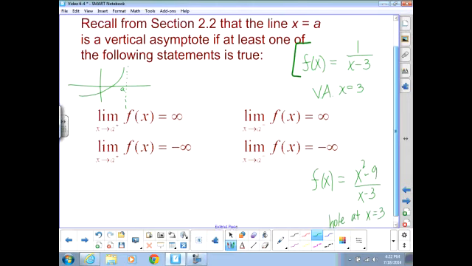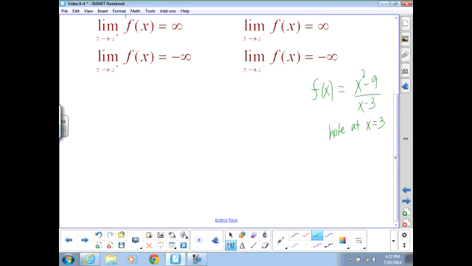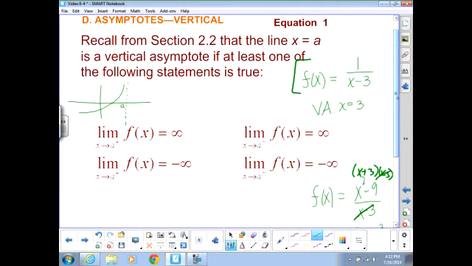Now, one case where you could have the denominator equal to 0 but not have an asymptote is if that factor would cancel out. So if you had x squared minus 9, that's really x plus 3, x minus 3. The x minus 3's cancel out, so that actually would create just a hole at x equals 3. So if the factor in the denominator cancels out with the numerator, you'll get a hole. Otherwise, where the denominator is 0, that would be a vertical asymptote.